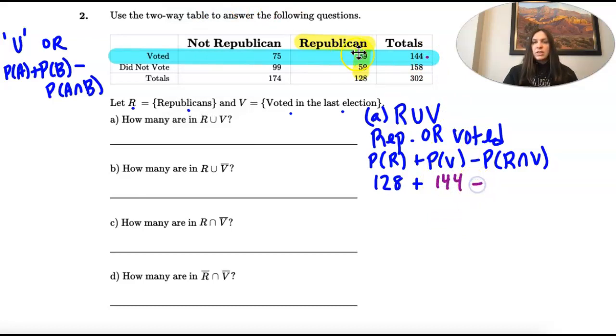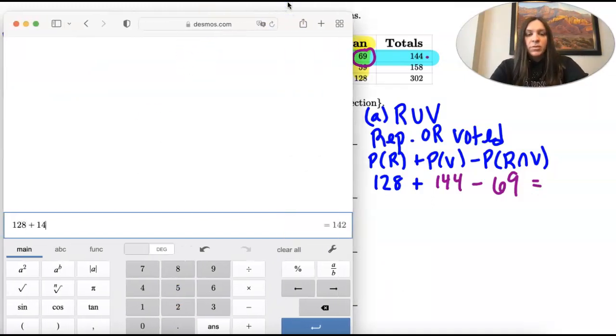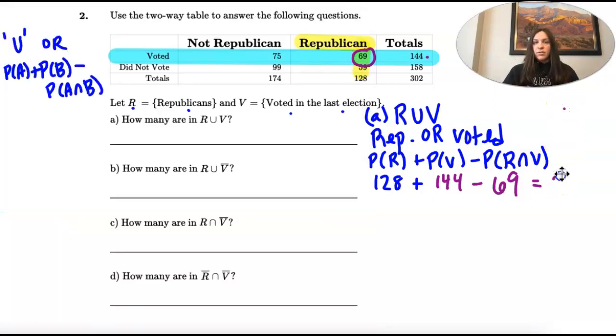So notice this, the 69 got added twice. It got added with the yellow highlight and the blue. We don't want it twice, we just need it once. So I have to subtract that overlap. So 128 plus 144 minus 69, that's 203. So there's 203 people that are Republican or they voted in the last election.